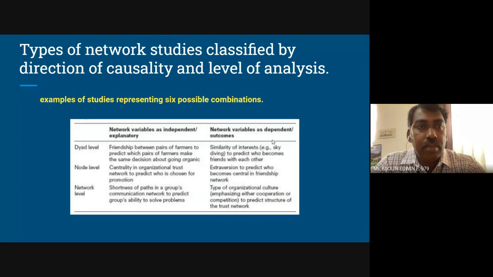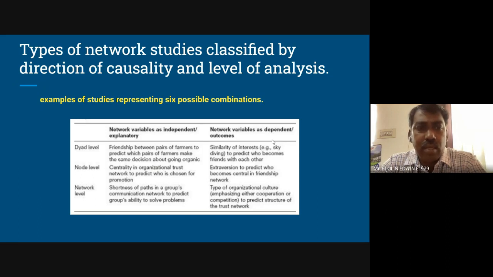Here we have some types of network studies that can be classified by the level of analysis. What I have explained at the dyad level is about pairs, friendship between pairs of either farmers or any other type of people, to predict which pairs of farmers make the same decision about going organic or inorganic. That is one level of measurement, where they work with the concept of the dyad level.